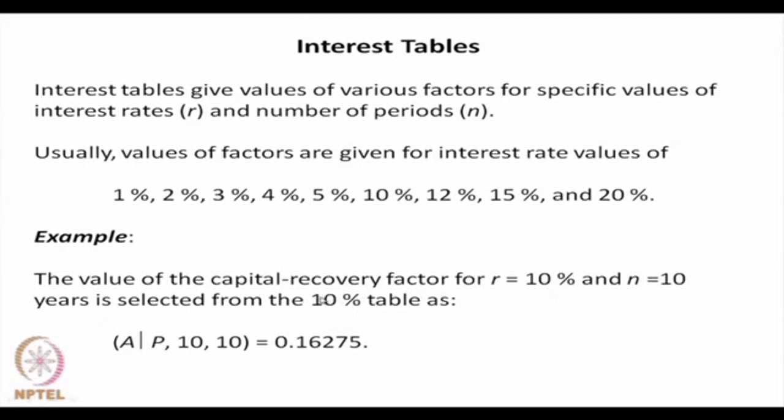For example, take the capital recovery factor for r equal to 10% and n equal to 10 years. What do we have to do? We have to go to the 10% interest table, look for the row n equal to 10 and the column capital recovery, meaning P is given and we have to find A. A given P, 10 and 10, and the entry would be the value, which in this case is 0.16275. So, if you have a calculator, you can use it, otherwise you can use an interest table.